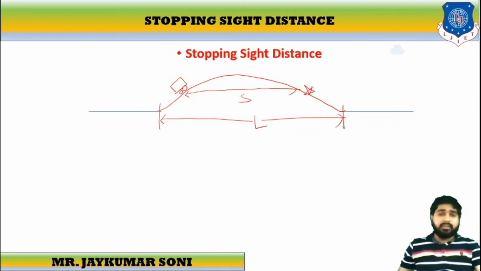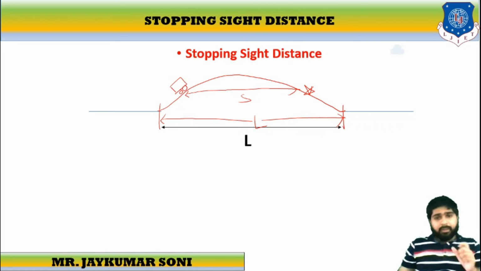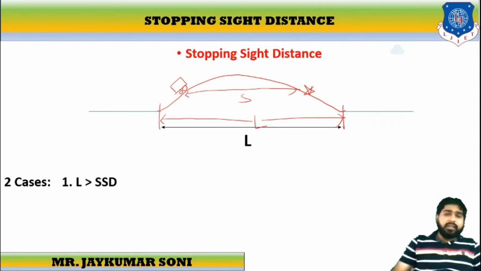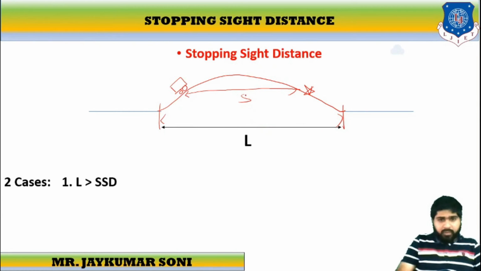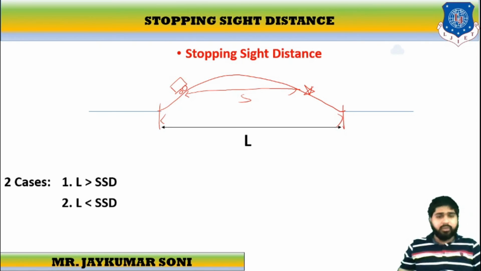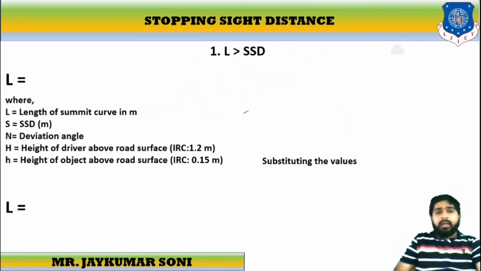Whenever we are discussing the summit curve, there are two cases that we need to consider. The first case is where L, the length of curve, is more than the sight distance, as I have illustrated in the figure, and the second is where L is less than SSD. So it is like this. Let us discuss the first case, that is L is greater than SSD.